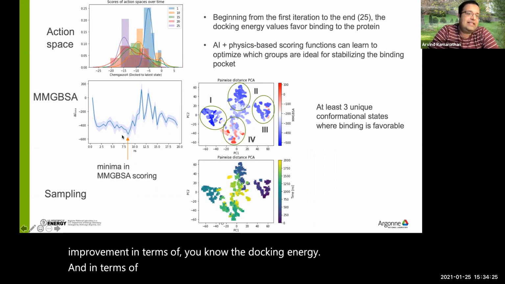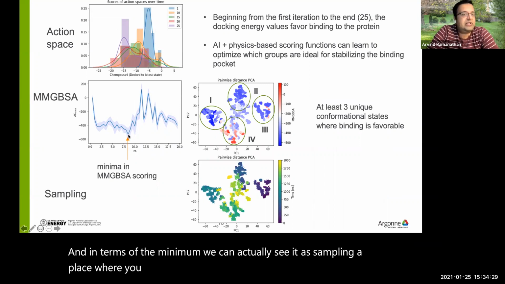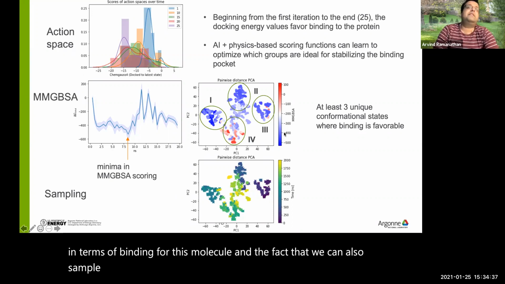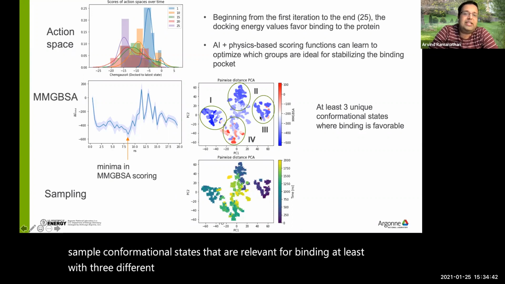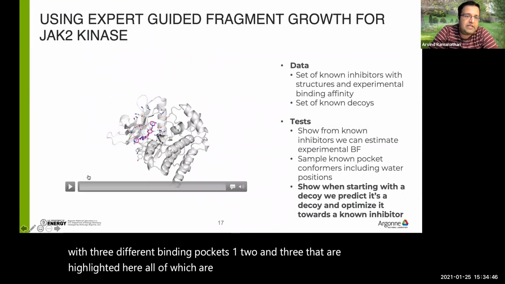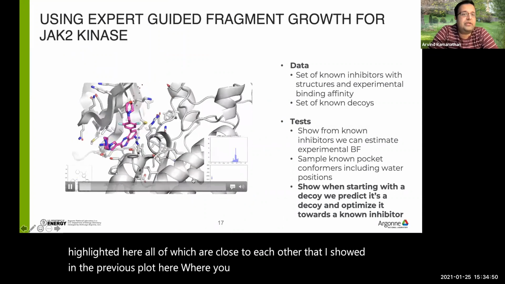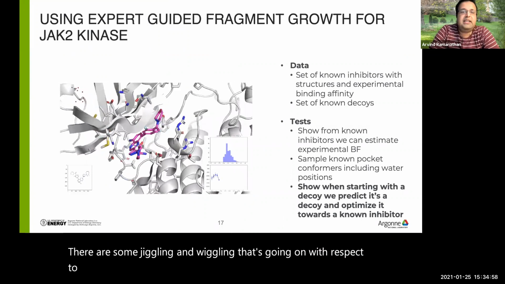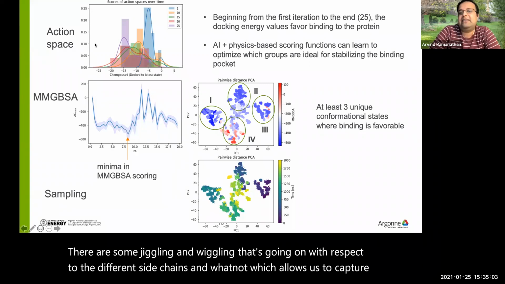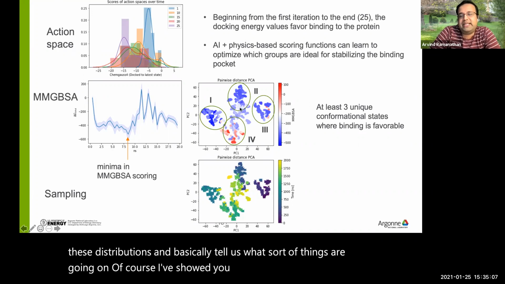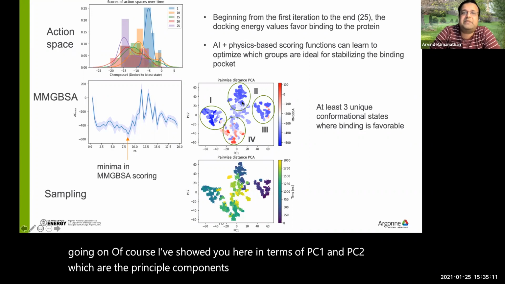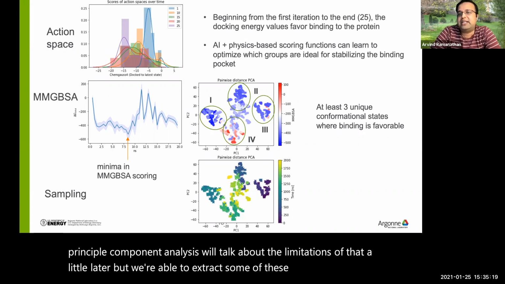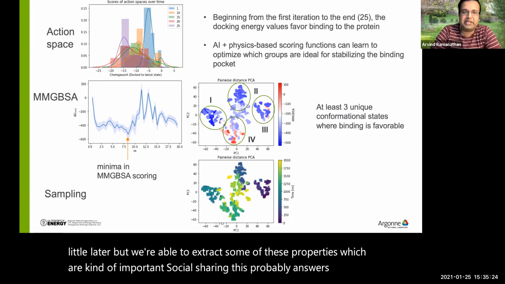And in terms of the minima, we can actually see it sampling a place where the GBSA score is actually quite low and nice in terms of binding for this molecule. And the fact that we can also sample conformational states that are relevant for binding, at least with 3 different binding pockets, 1, 2, and 3 that are highlighted here, all of which are close to each other, that I showed in the previous plot, where you can actually see the molecules moving around and doing all sorts of things. But it is also capturing the fact that there is some jiggling and wiggling going on with respect to the different side chains and whatnot, which allows us to capture these distributions and basically tell us what sort of things are going on. Of course, I've shown you here in terms of PC1 and PC2, which are the principal components deduced from principal component analysis. We'll talk about the limitations of that a little later, but we are able to extract some of these properties, which are kind of important. So Shashank, this probably answers partly your question, but just wait for a little bit more work.